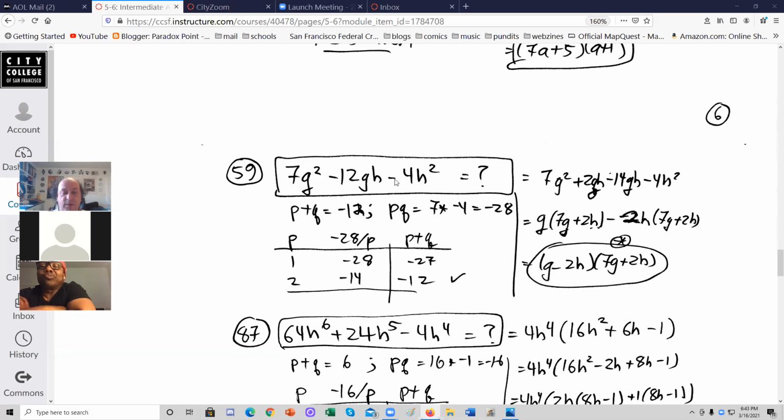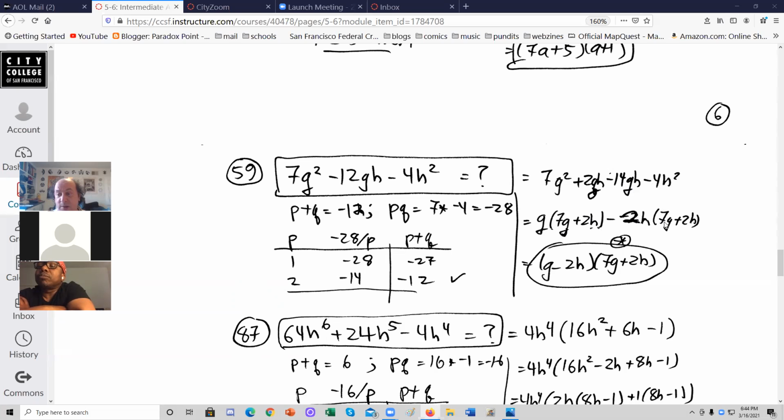So write this minus 12gh as 2gh minus 14gh, here and here. Now, factor by grouping. These first two terms are 7g squared plus 2gh. Common factor of g, pull it out. And so divide these by g, you get 7g plus 2h. Now, minus 14gh minus 4h squared. Well, obviously a factor of h, obvious factor of 2, and I'll make it a negative 2. So pull out a negative 2h. And when you divide these by negative 2h, we're left with 7g plus 2h.